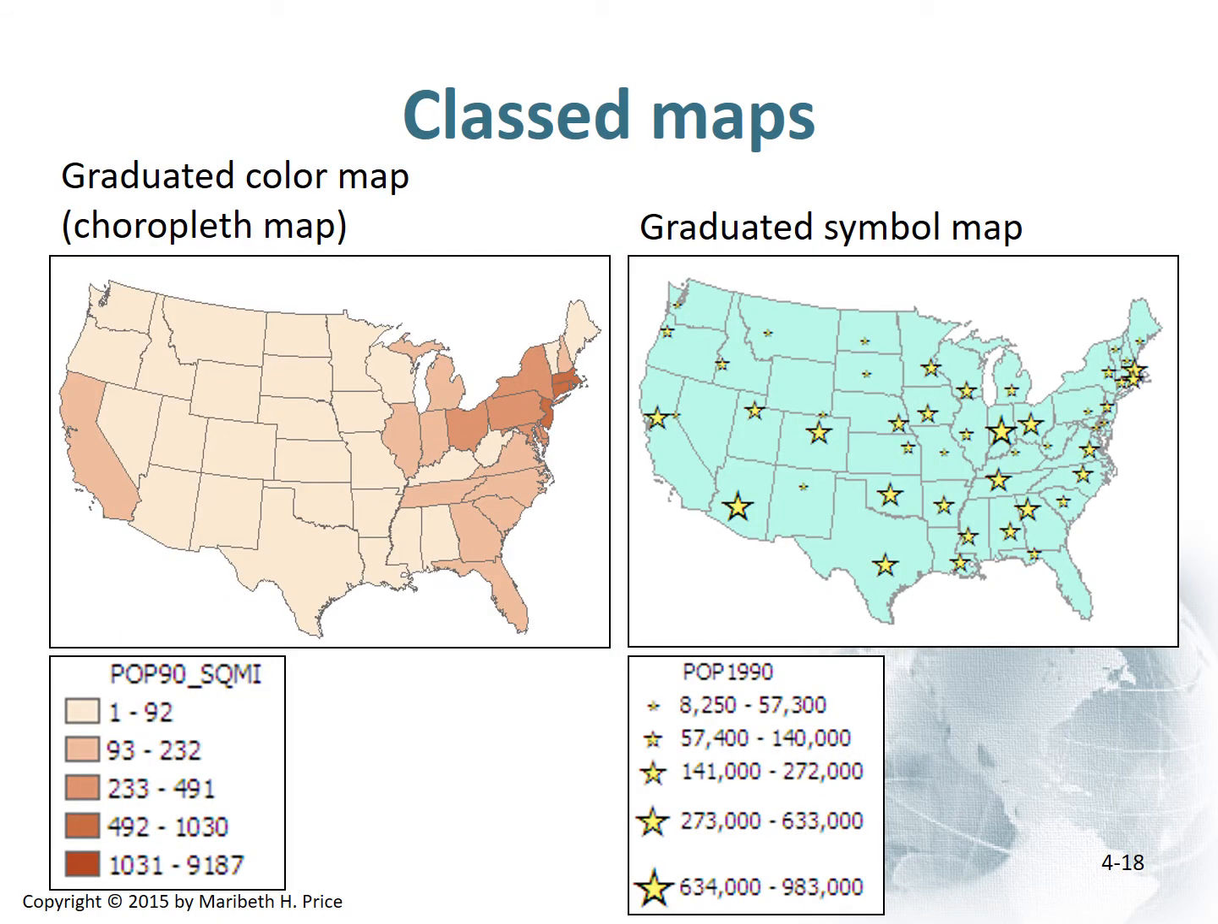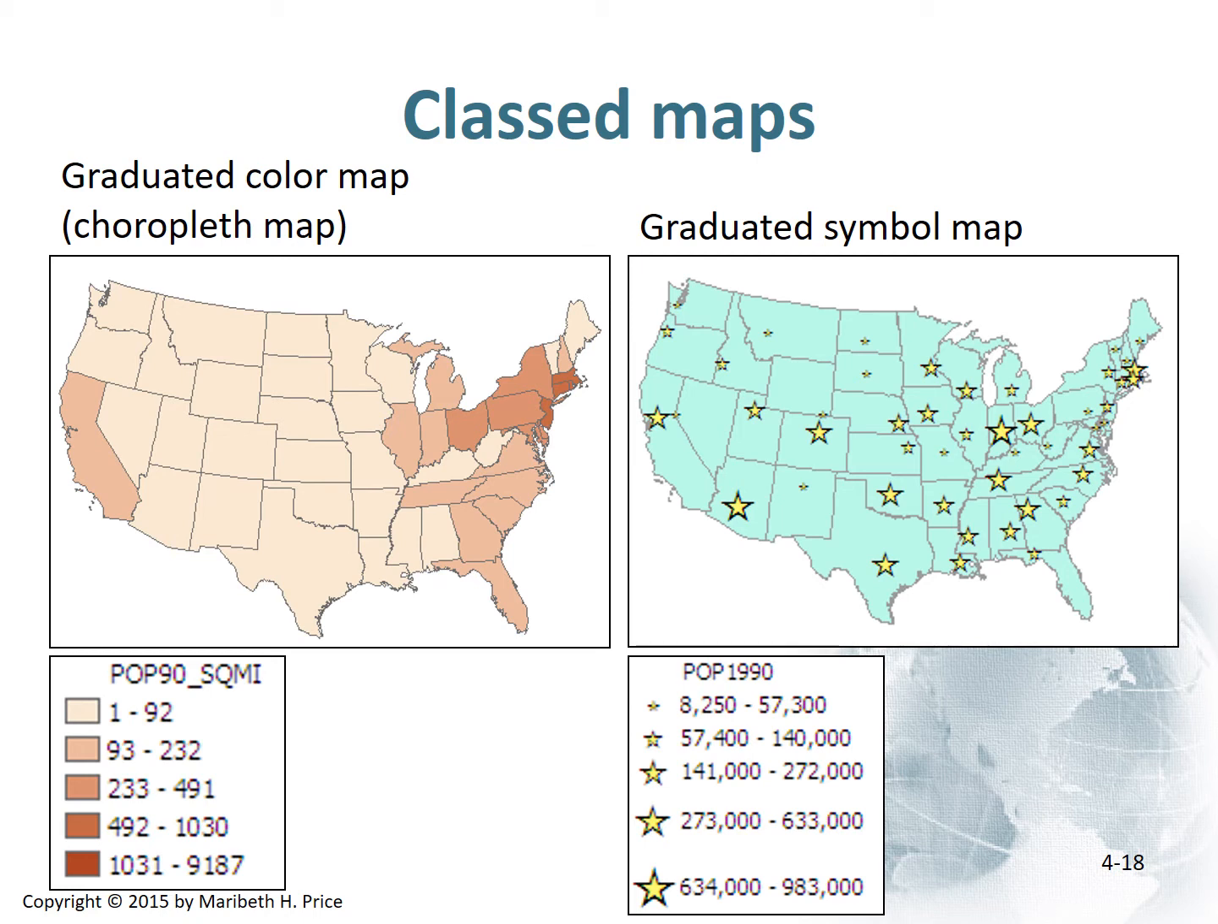And once we have classed maps, we can do it a bunch of different ways. The one on the left is a choropleth map, and what you can see here is that we have lumped population per square mile relative to the 1990 census. If the population of your state is between 1 and 92 people per square mile, it's one color, and then if it's 93 to 232 and so on, and you can see as the population becomes more dense, the color scheme darkens.